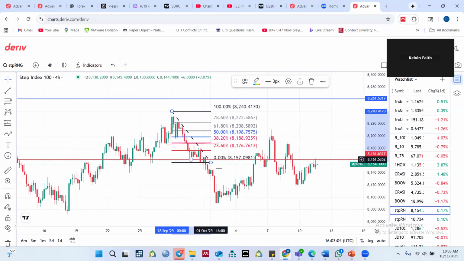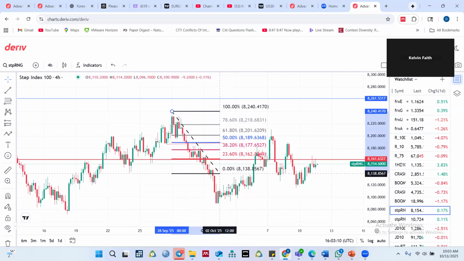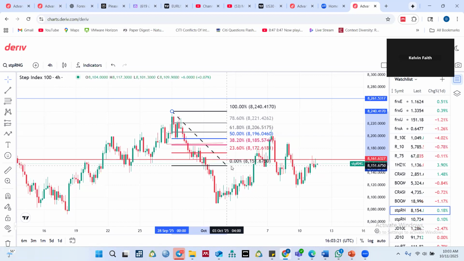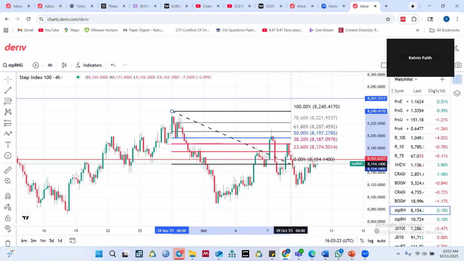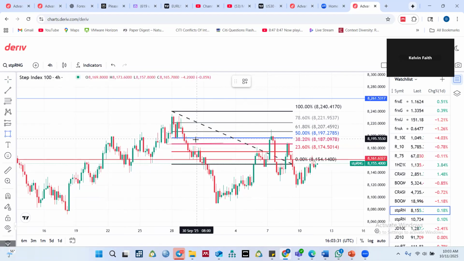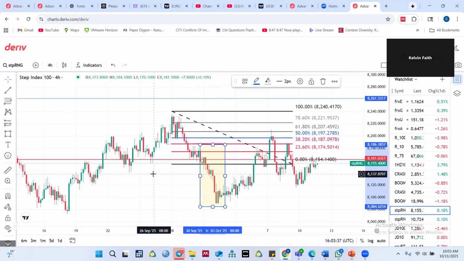And what is the pullback? The pullback got us into, okay, so price drops here and got us into 38.2%. Yes, good, so it's 38.2%. It didn't even get to equilibrium here, and price sold, giving us a proper indication that we want to sell below the red line, precision support resistance.